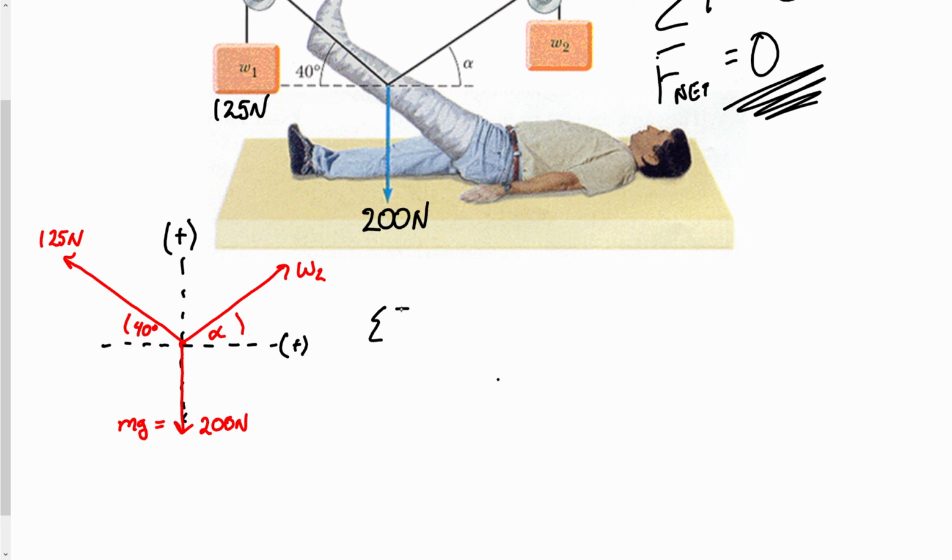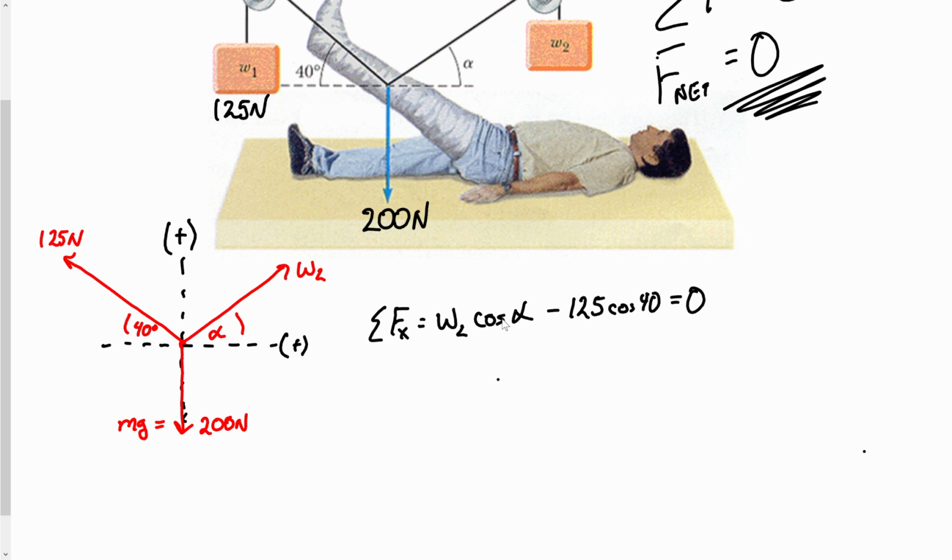So the sum of the forces in x would be W2 cosine of the angle, and now subtract anything working against it, and that would be the 125 force at 40. So I'll subtract 125 newtons cosine 40. And again, I did leave my units out. Someone can gripe at me later, but I did that simply because it's easier to solve the problem.